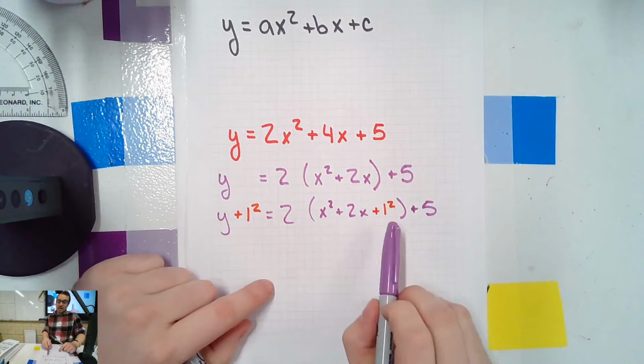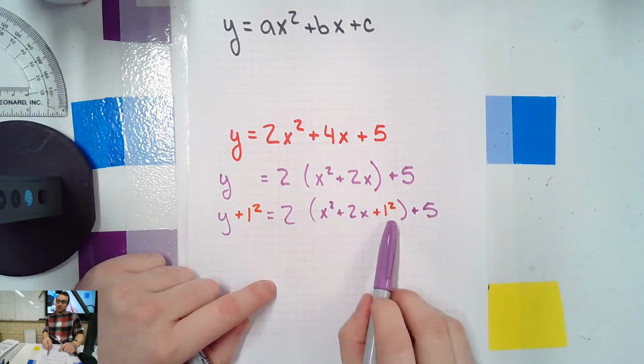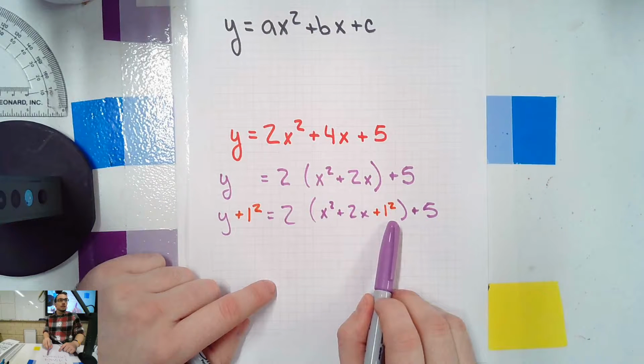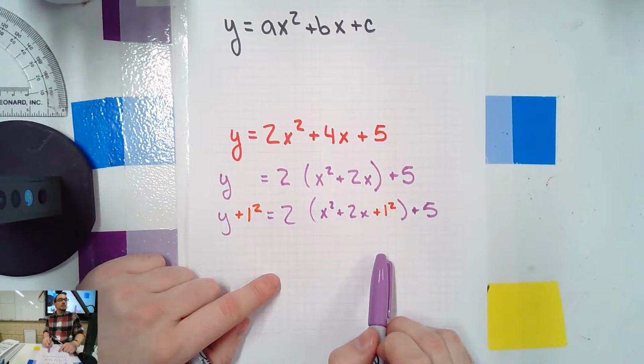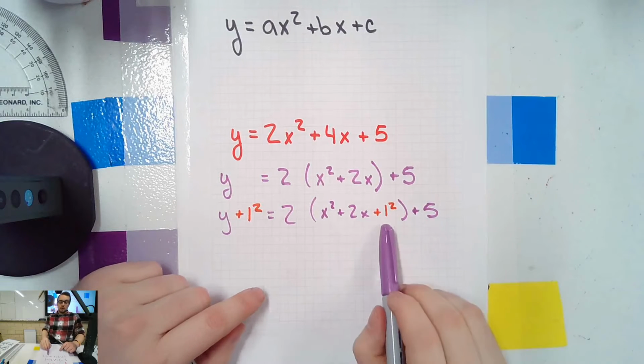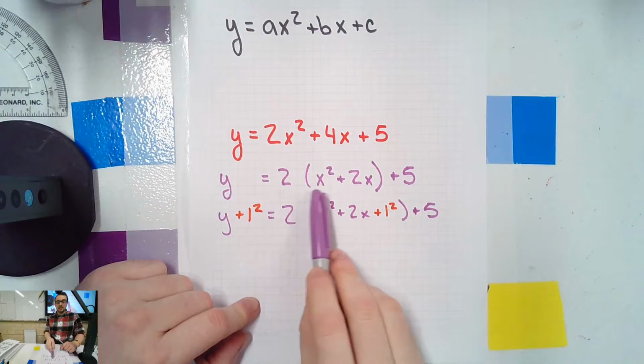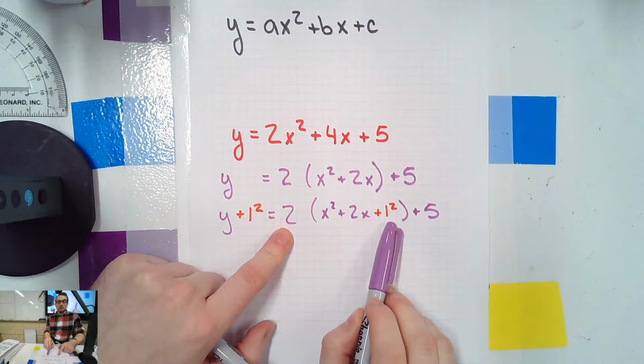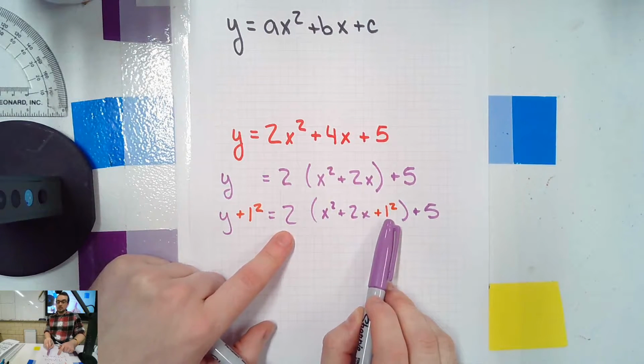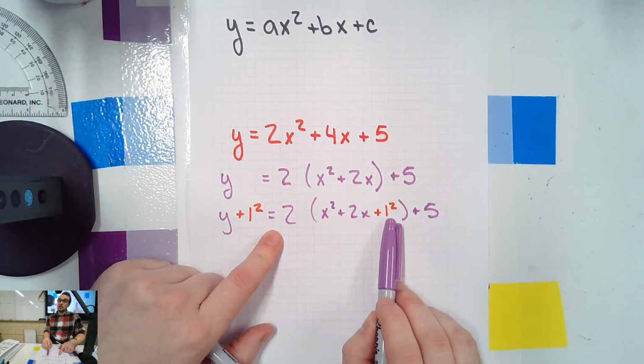Now, the problem is I didn't just add 1 squared to this side. What did I actually add to this equation? 1. Well, 1 squared is 1, but not just that. When I put back that 2, what is that going to become? 2. Yeah, 1 squared times 2, right? So that's what I really added to this side when I put that in there.